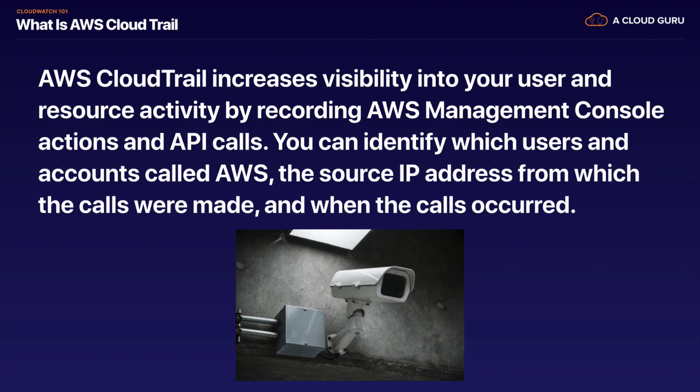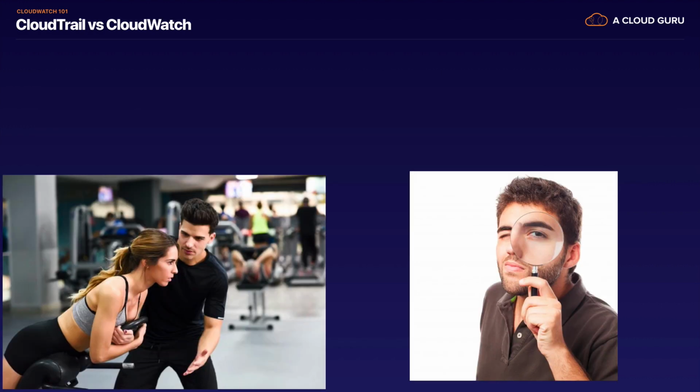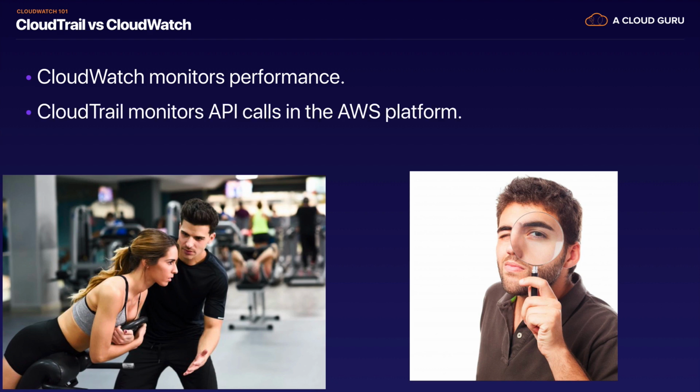And you can actually go in and identify which users and accounts called AWS, the source IP address from which these calls were made, and when the calls were made. So that's what CloudTrail is. Every time you see CloudTrail, I want you to imagine a big CCTV camera. Whenever you see CloudWatch, I want you to imagine performance. So CloudWatch monitors performance, CloudTrail monitors API calls in the AWS platform.